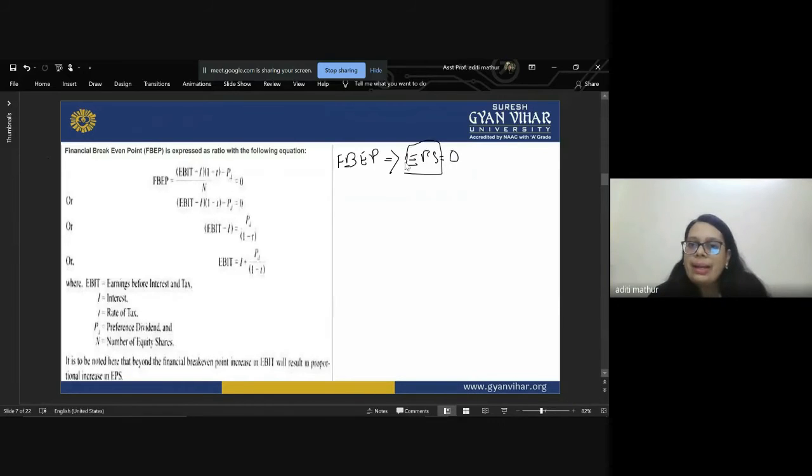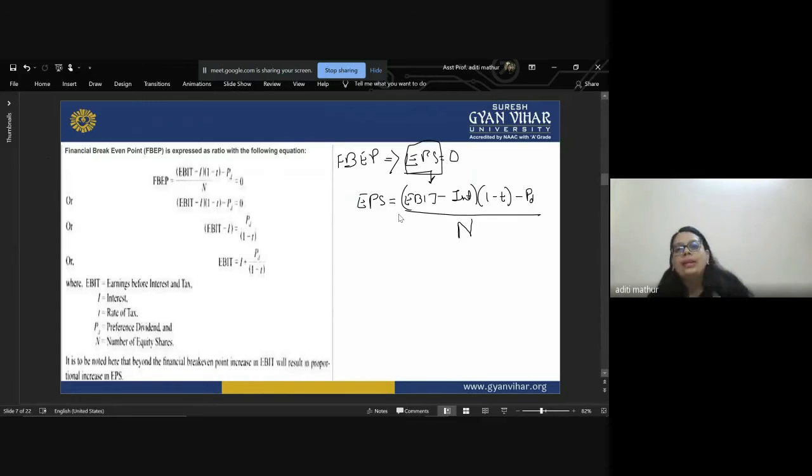And there is a mathematical expression to calculate EPS. So EPS is equal to EBIT minus your interest amount, multiplied by 1 minus tax, minus your preference dividend if any, divided by capital N, which denotes your total number of equity shares, right? So this is how we actually calculate EPS. It is a mathematical expression to calculate the EPS.